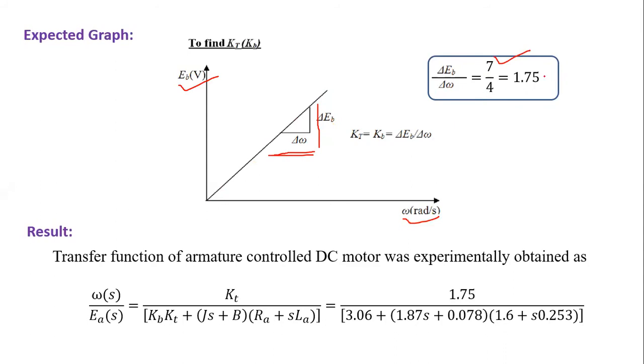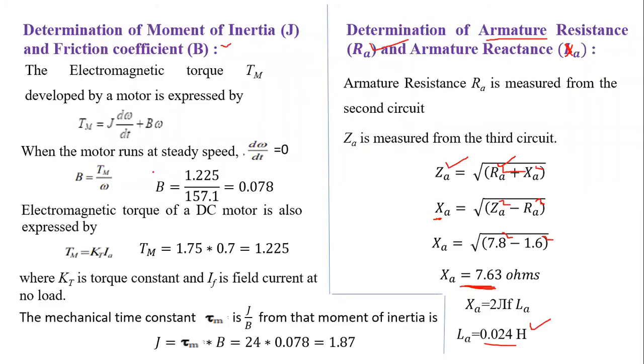So the 7 by 4 we are getting as 1.75. So is the back EMF constant. Back EMF constant KB is 1.75, which we are finding from the graph, and which is also equal to the torque constant KT. Once we know the back EMF constant and the torque constant, then we'll see how to find the mechanical constants.